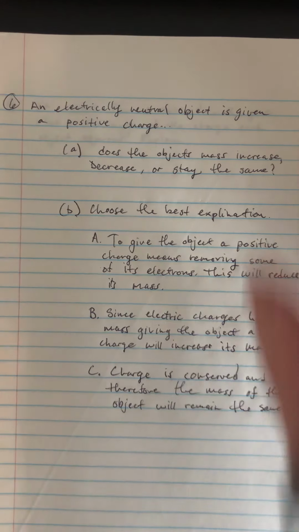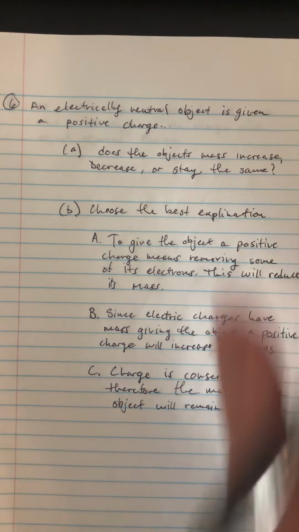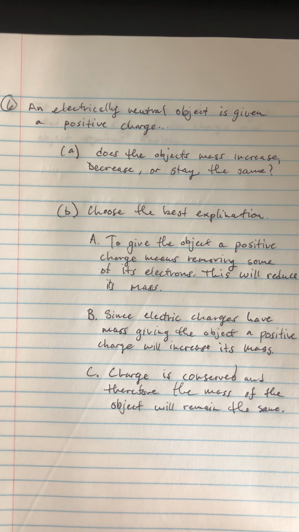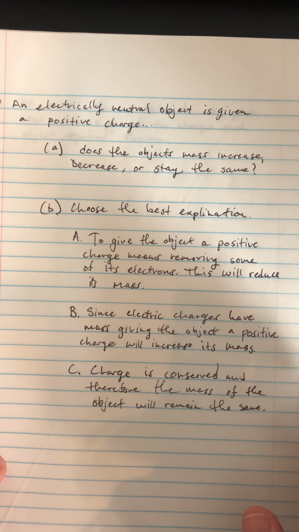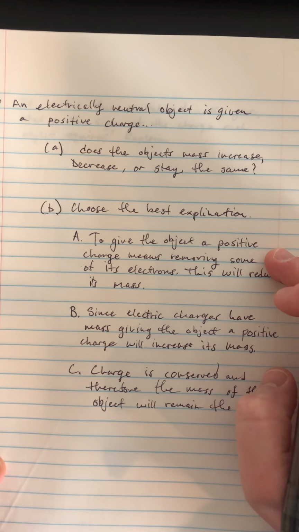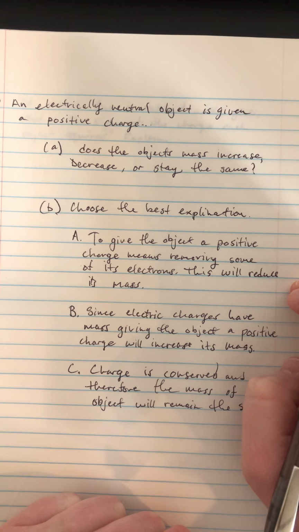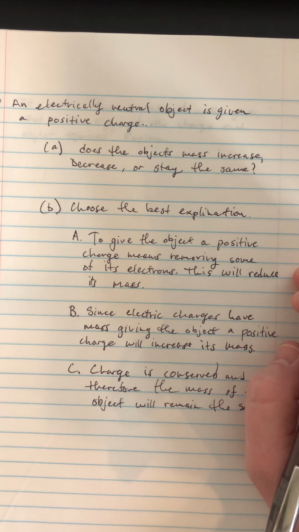All right, 6 is a long one, but pretty straightforward. We have an electrically neutral object given a positive charge. So we have something neutral, and we're going to make it have a positive charge. Does the object's mass increase, decrease, or stay the same? And then choose the best explanation. So I think it's easier if we read the explanations first and then make a decision. So to give the object a positive charge means removing some of its electrons. This will reduce its mass. All right, so this is the explanation for reducing its mass, right?